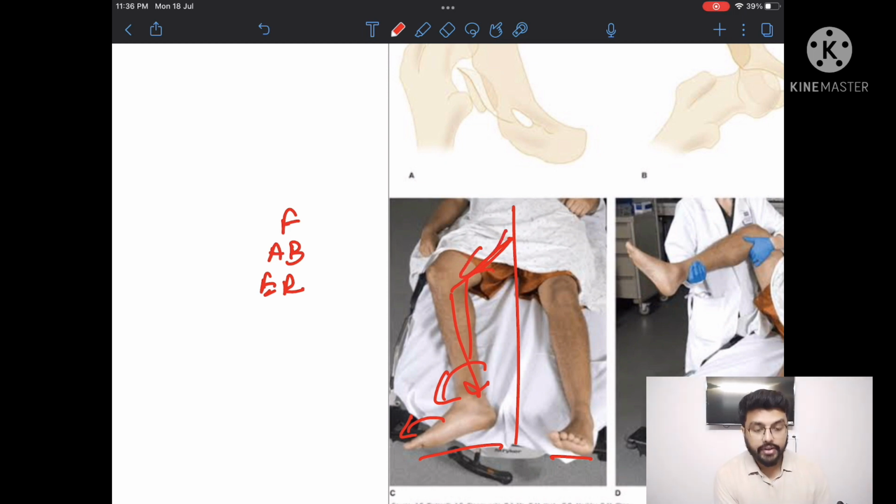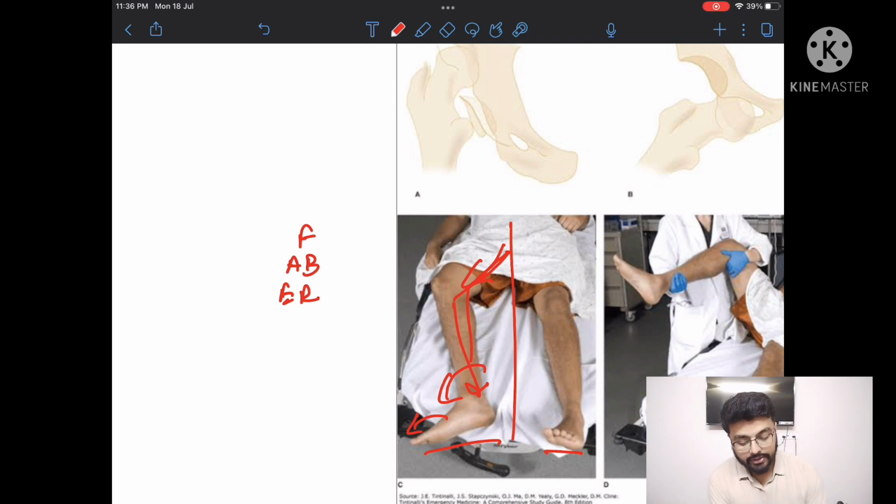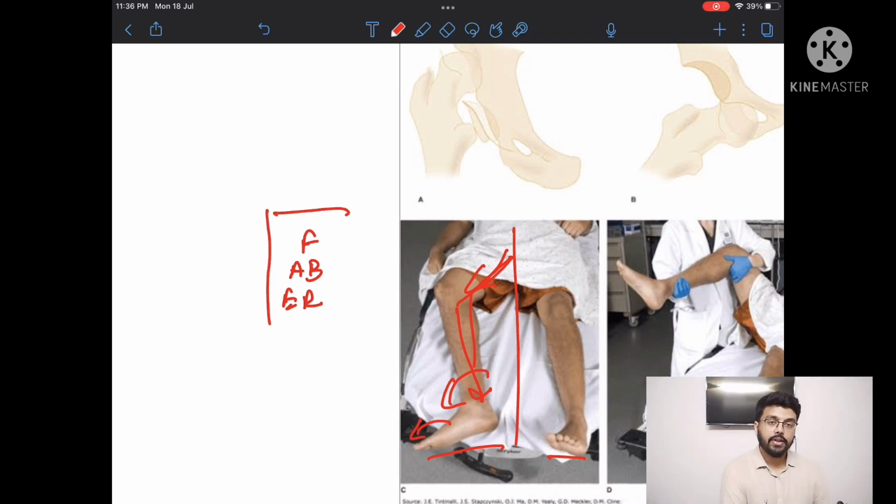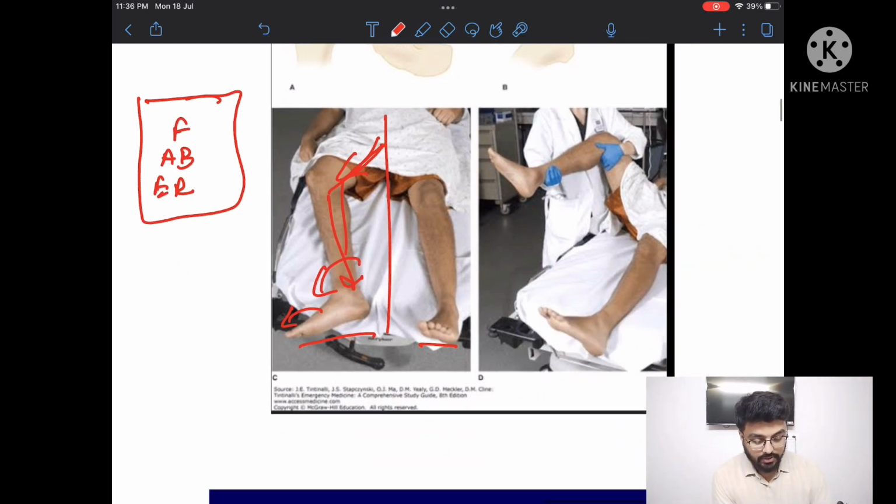Flexion and external rotation. Okay, so Faber. That was Fader. This is Faber. Again, very, very important. Directly they will ask in the examination that, okay, if the patient has this kind of deformity, what will you suspect? Okay, another patient I'll just show.